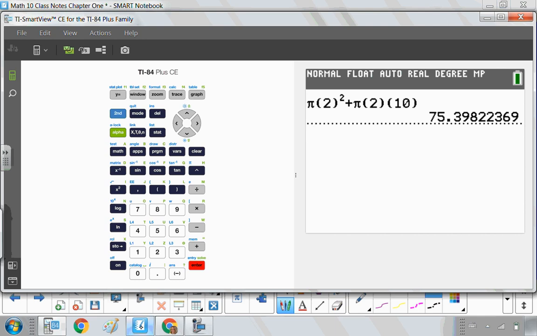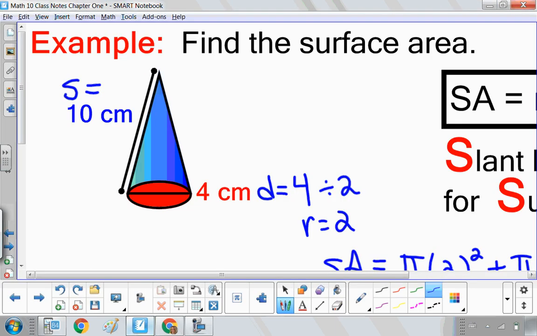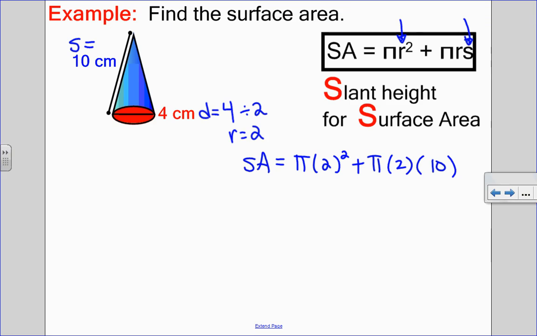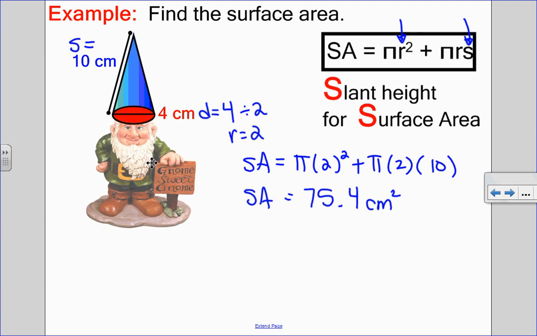Let's go back over here, and I want to round that to the nearest tenth. I'm going to say that the surface area is equal to 75 point, I had 39, so I'm going to say 0.4 centimeters squared. That would be the surface area of the cone. Now looking at that picture, is that the surface area of a cone, or is that the surface area of a gnome hat? I don't know. Either way though, I know it's 75.4.